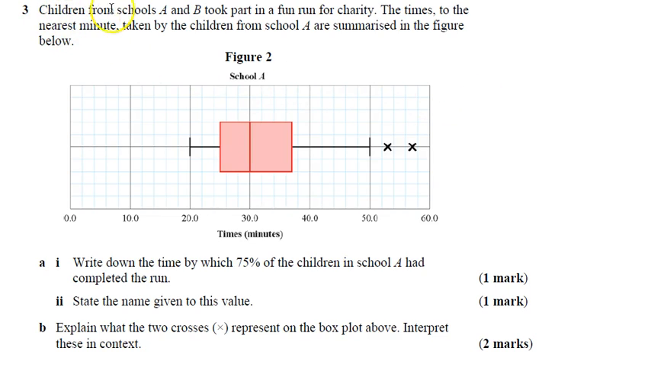Happy to do that. Children from school A and B took part in a fun run, as if running can ever be fun. That's ridiculous. The times to the nearest minute taken by the children from school A are in the figure. So if you remember, this is a box plot.